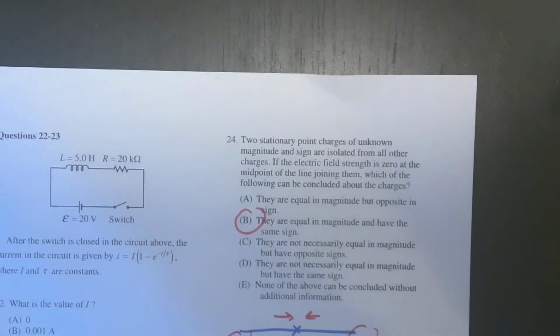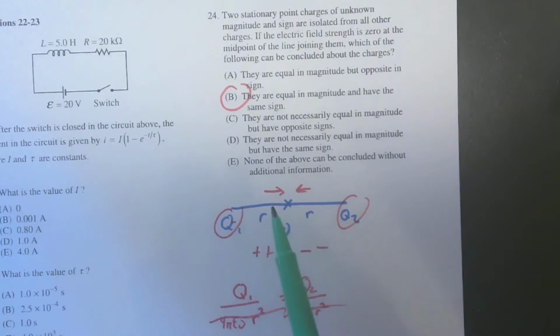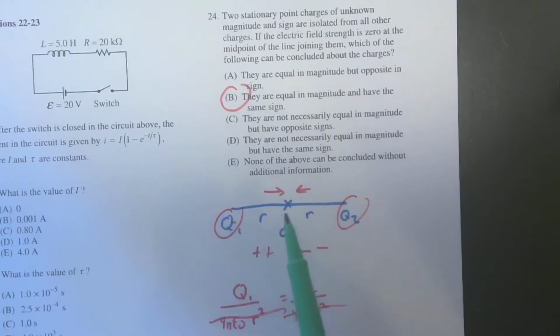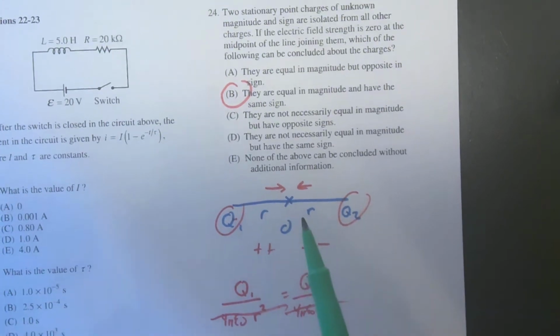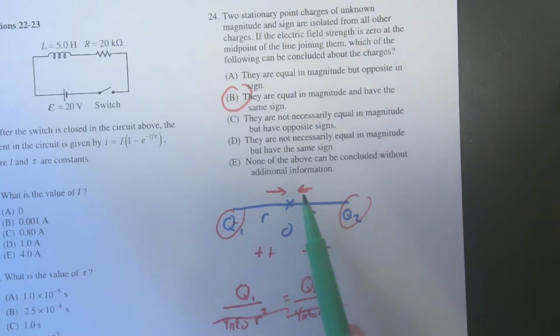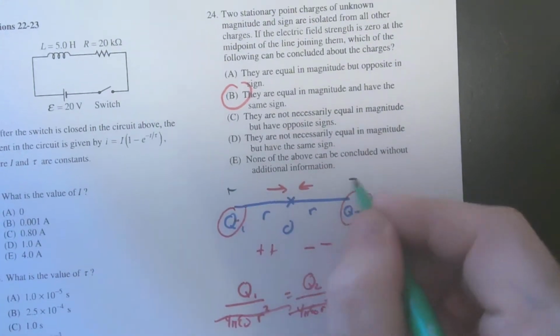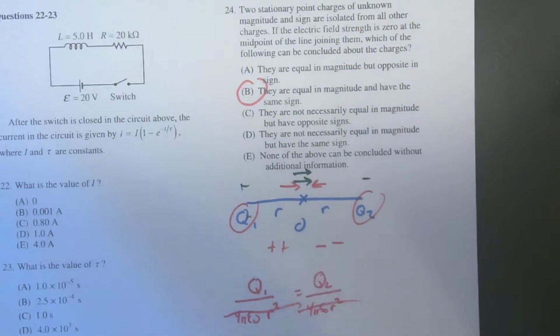Number 24 is next. We have 2 stationary charges with an electric field of 0 between them. So you can see here, Q1 and Q2, right here, in the middle point, R and R, the electric field has to be 0. The first thing you have to know is that they must be the same sign, because you want both of these to cancel out. If one was positive, one was negative, for example, fields go out of positive and inward negative, there's no way they can cancel out, they're both going right.